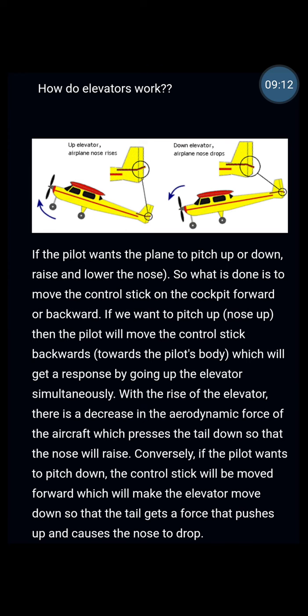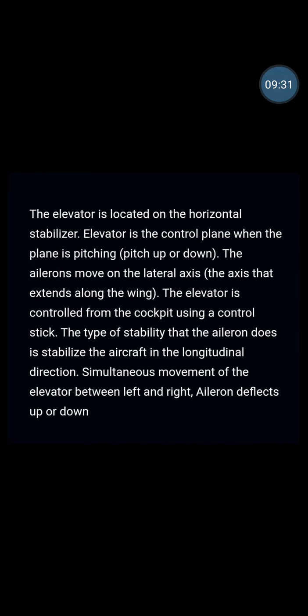Conversely, if the pilot wants to pitch down, the control stick will be moved forward, which will make the elevator move down so that the tail gets a force that pulls up and causes the nose to drop. The elevator is located on the horizontal stabilizer. Elevator is the control plane when the plane is pitching up or down.